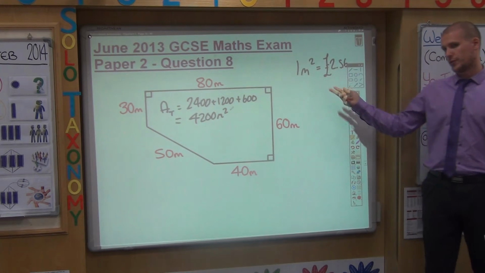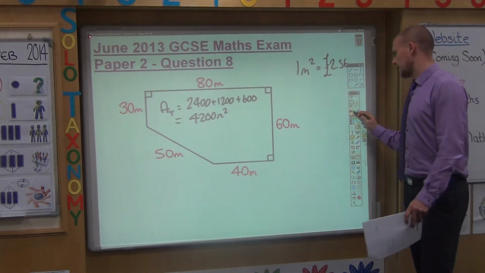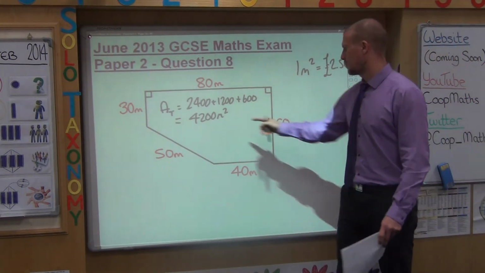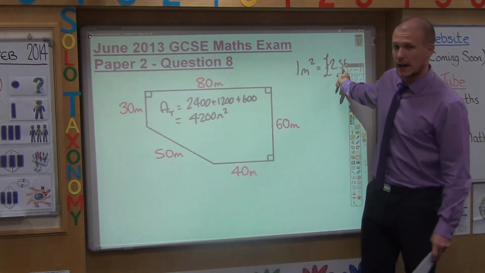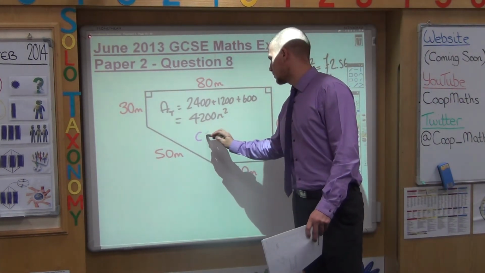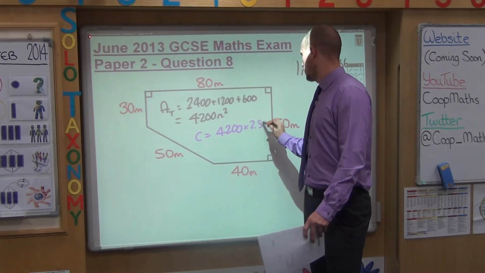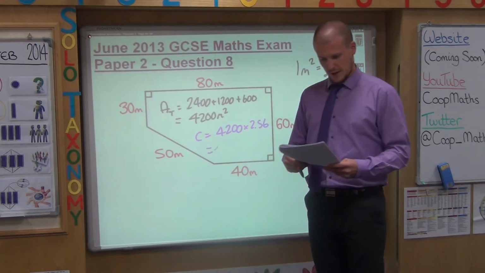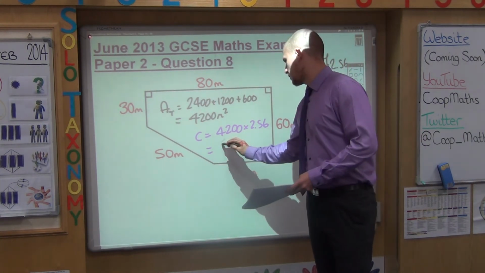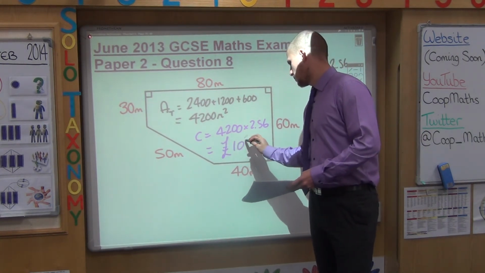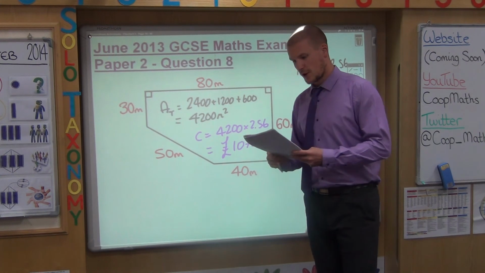1 meter squared costs £2.56. So in order to find the cost for this, we're going to have to multiply 4,200 and £2.56. So C is 4,200 times 2.56, £10,752 to tarmac that area.